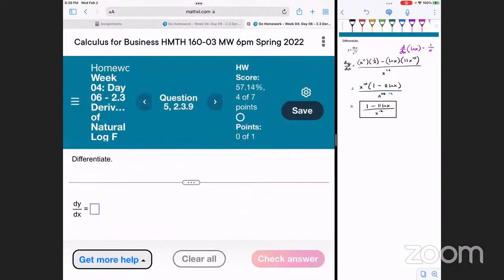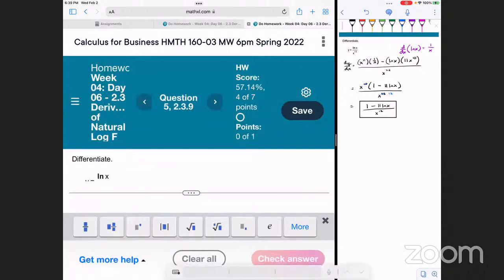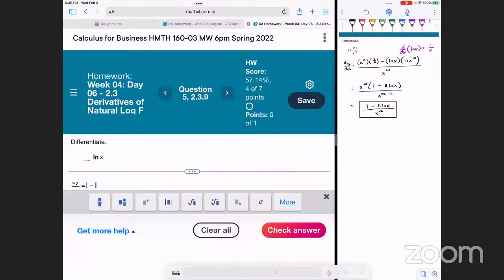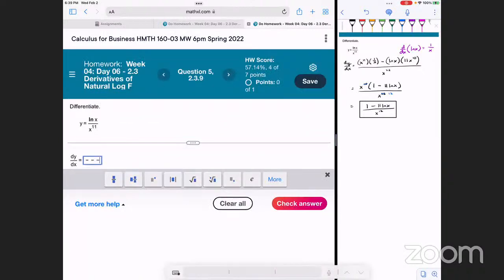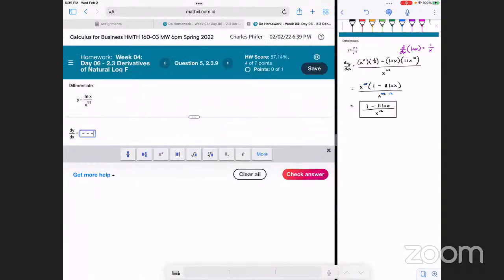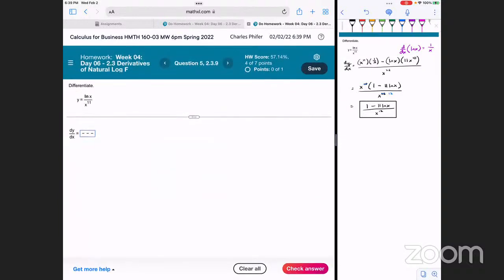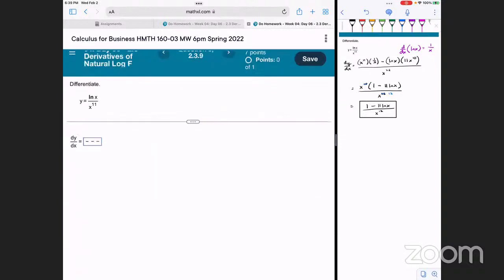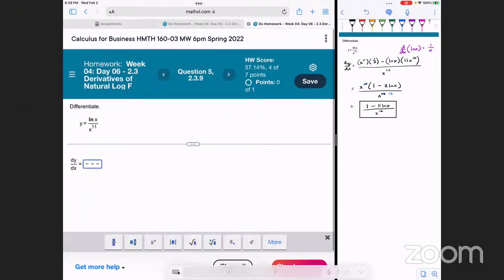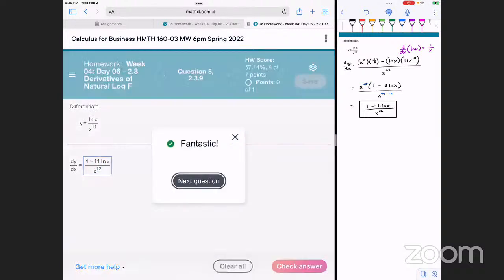All right. Let's zoom out. It's a little bit far. Okay. All right. So we got a fraction: 1 minus 11 natural log of x over x to the power of 12. Cross your fingers. Awesome sauce.